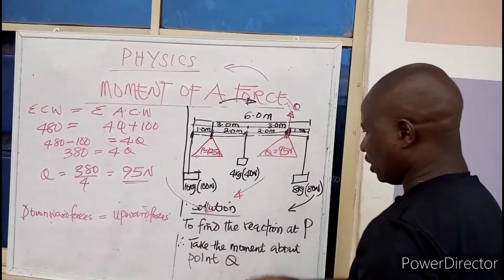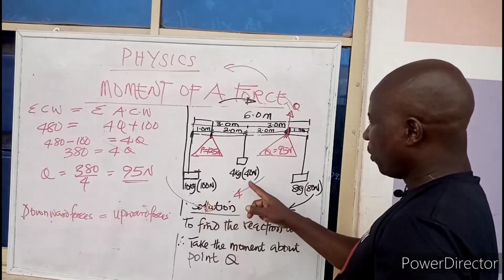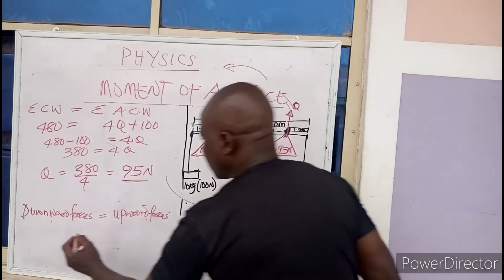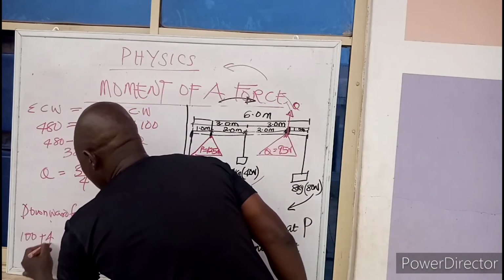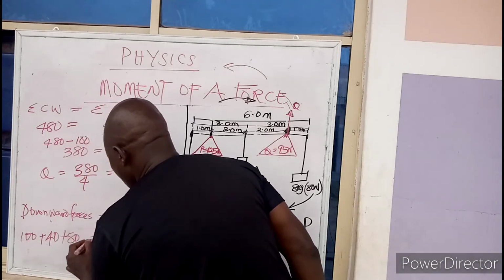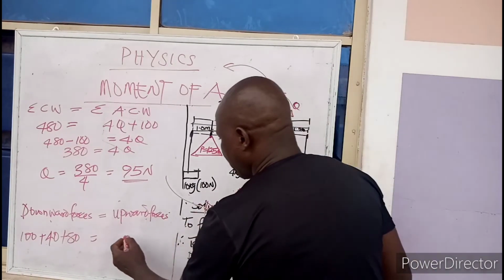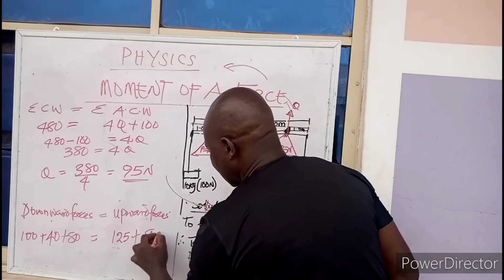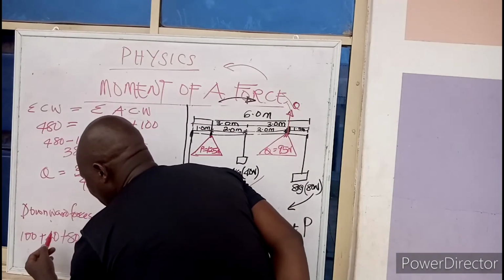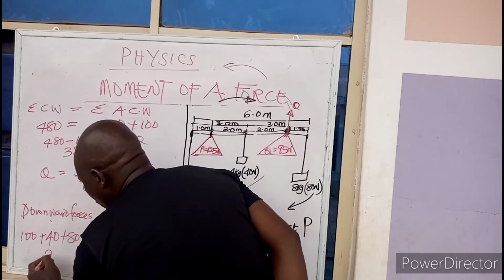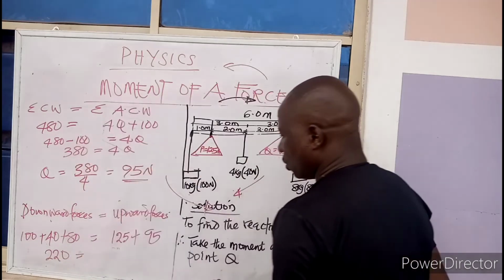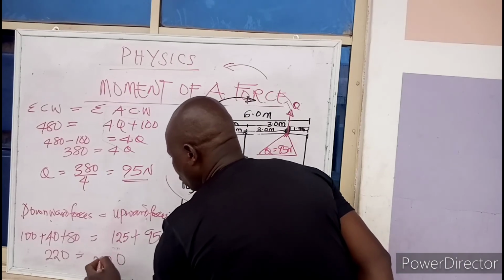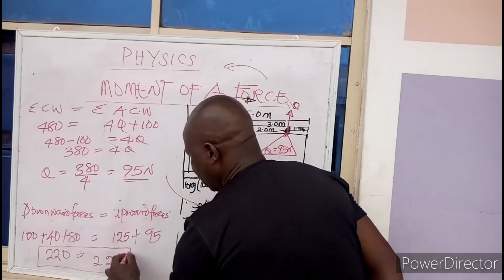What are our downward forces? We have 100 plus 40 plus 80 must be equal to our upward. That's 125 plus 95. Class, this plus this gives us 220 is equal to 220. If I subtract this from this, we have 0. So you can now see that we are very correct.